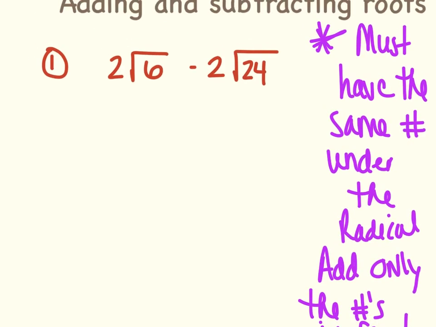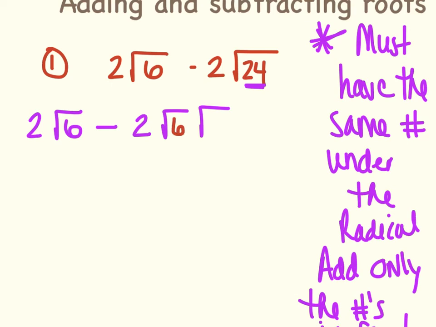So when I go to look at example 1, I can't just add 2 and 2 because 6 and 24 are not the same number under the radical. So what I have to do is break them down. Now 6 can't be broken down. So I'm just going to rewrite it as 2 radical 6 minus, leave the 2, and I'm going to break down the 24. What times what is 24, where one is a perfect square?